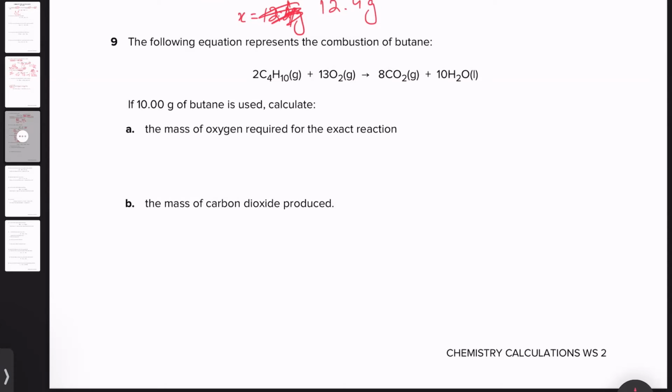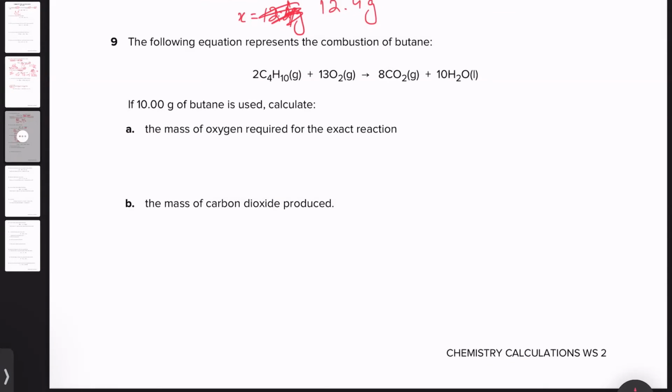Sir, part A's answer is 52 grams, and part B is 44 grams. Yes, that is correct. I think there's something wrong with the values that you gave me. Should I do it again? Yeah, sure. Try it out. Let me solve it with you.